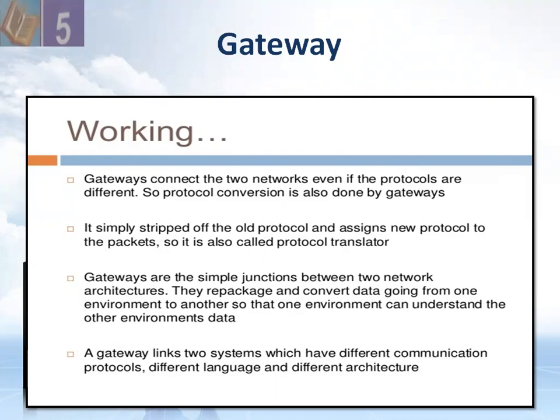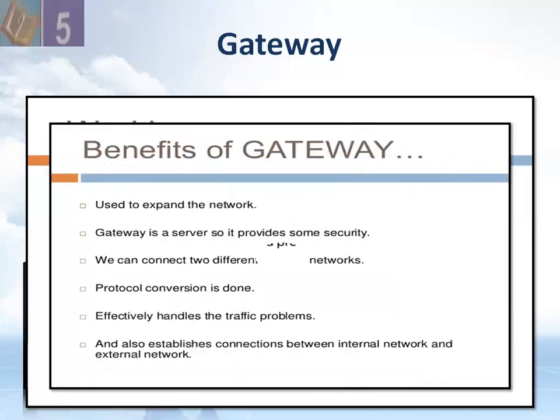A network device like a gateway changes the format of the data packet but not the content of the message, to make it conform to the application program of the remote computer. Benefits of a gateway: it is used to expand the network. A gateway is a server, so it provides some security. We can connect two different types of network easily. Protocol conversion is done easily, it effectively handles traffic problems, and it also establishes connection between internal network and external network.